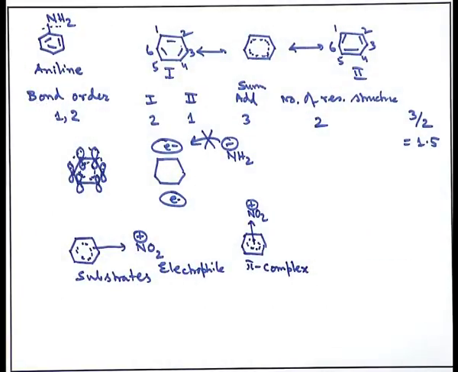So, a pi complex is being formed by the benzene ring as a donor and the nitro group as the acceptor, or NO2 plus as the electrophile and the benzene ring as the nucleophile, because it is electron rich.